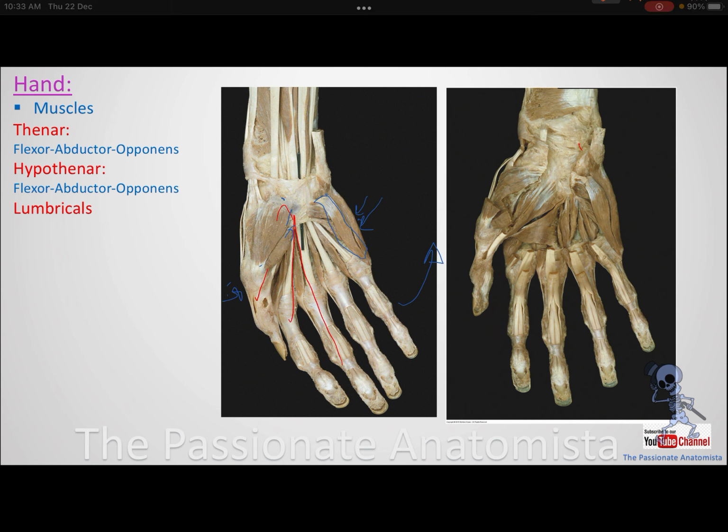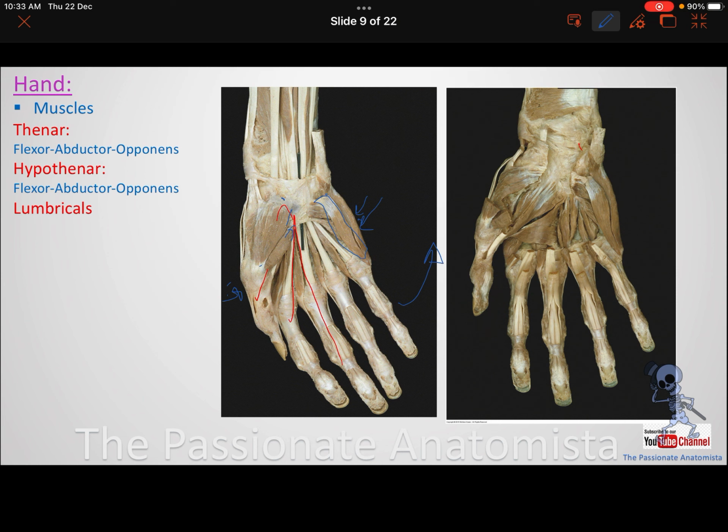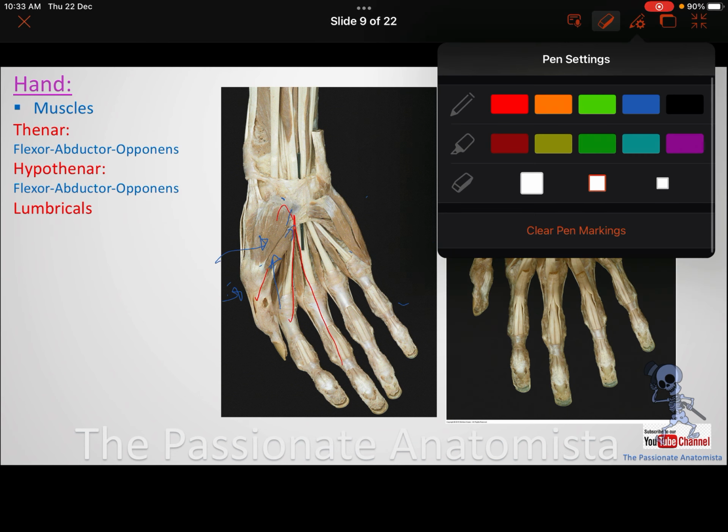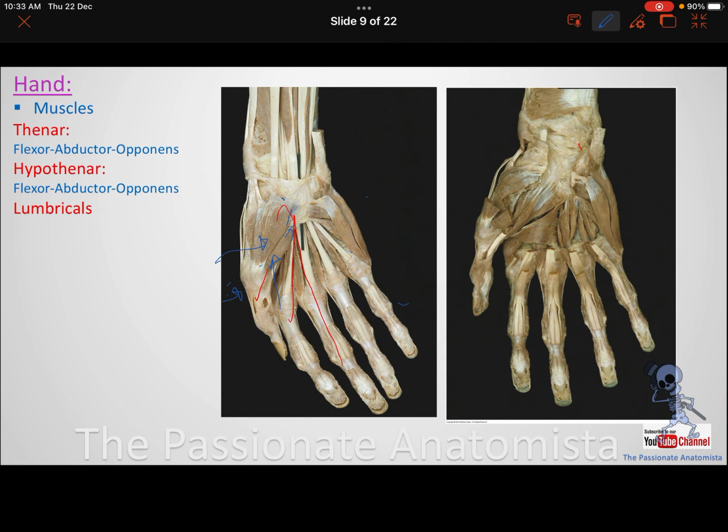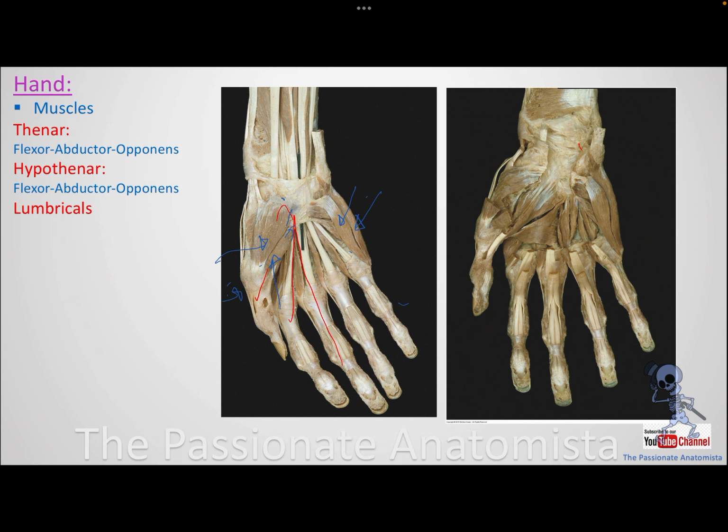So what you have on top here is the abductor, and what you have here is the flexor pollicis brevis. We have brevis because we had longus. Now for the digiti minimi, here, you have the flexor here and the abductor digiti minimi here, and the opponens is deep to them.